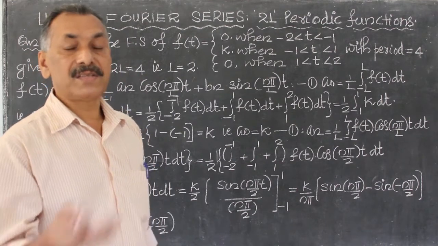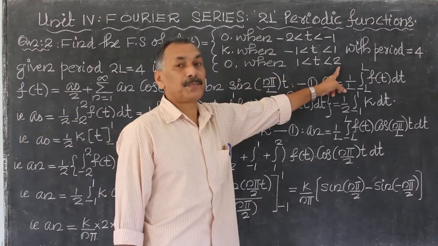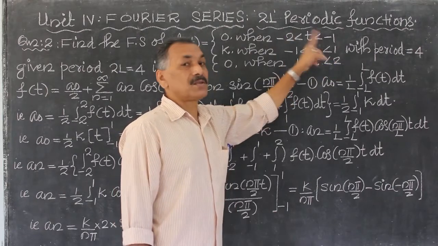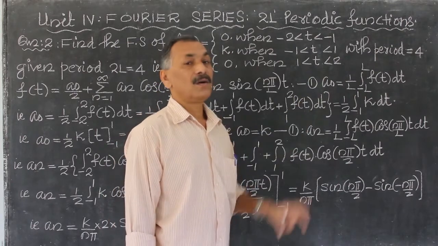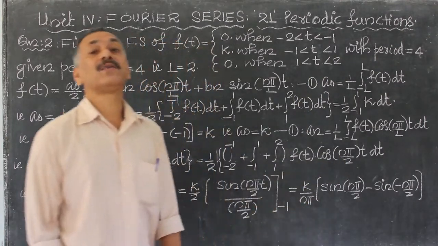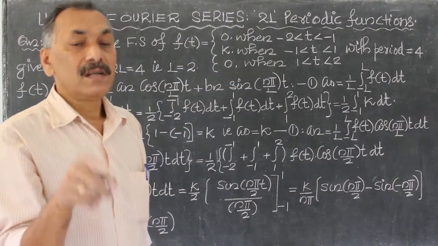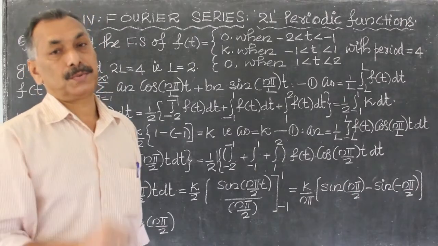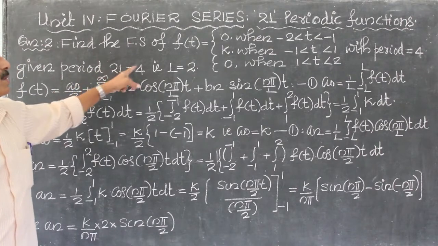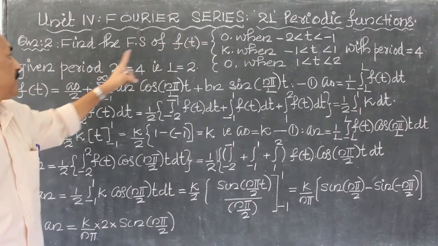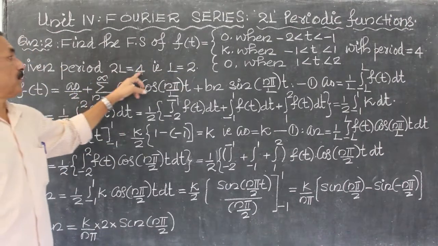Then what is the interval in which the function is defined? The interval where the function is defined is minus 2 to 2. Minus 2 to 0 length, and 0 to 2, so the total is 4. The period span is 4. That means this given function is a periodic function defined in the interval minus 2 to 2. Here the period 2L is equal to 4. That is, 2L equal to 4, so L is equal to 2.